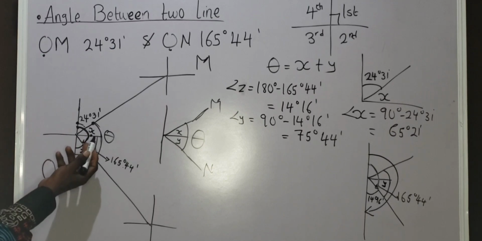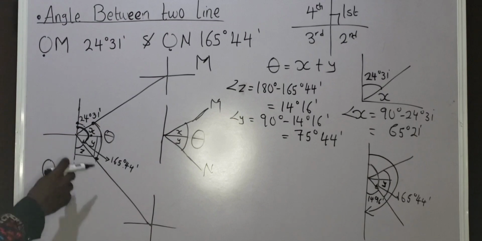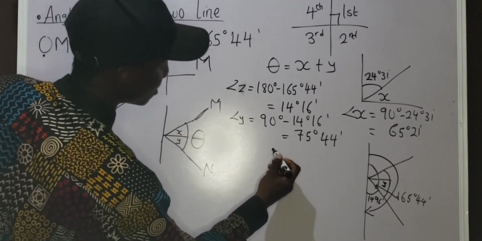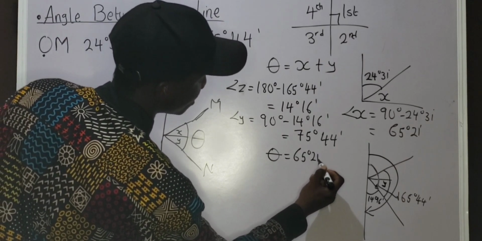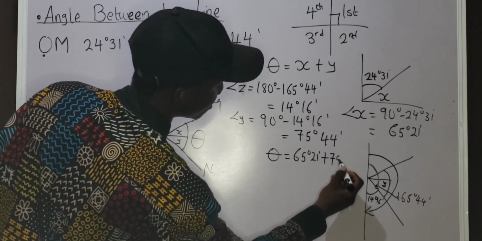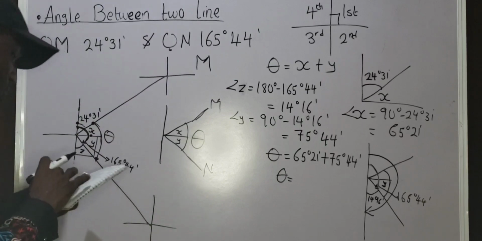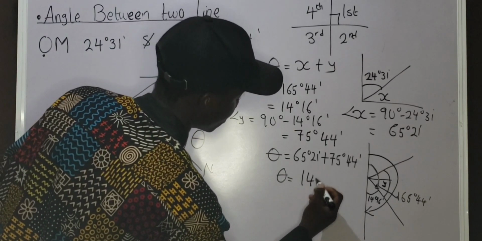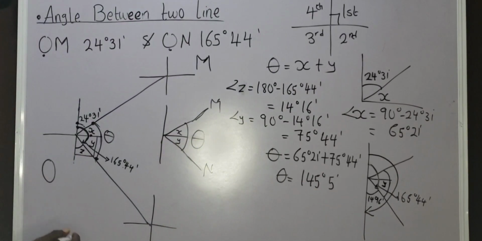So I've got the value of X as what? Angle X is 65 degrees, 21 minutes. And angle Y is what? 75 degrees, 44 minutes. So angle theta is equal to 65 degrees 21 minutes plus 75 degrees 44 minutes. So theta is equal to, if you punch your calculator, 145 degrees 5 minutes. Do you understand? So that is the angle between line OM and line ON.